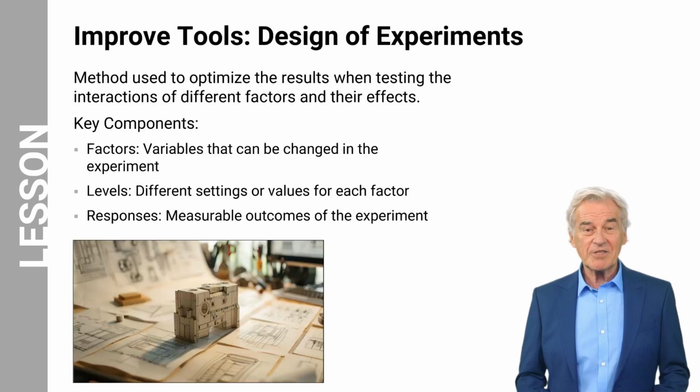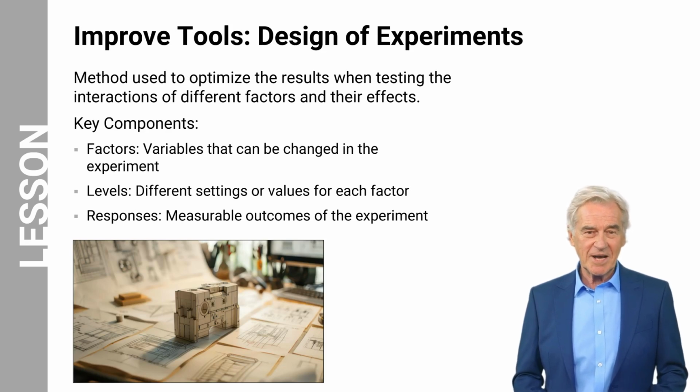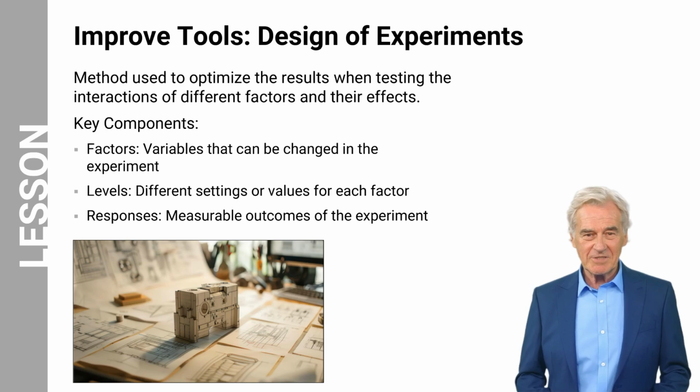Six Sigma often uses a method called design of experiments to optimize the performance results of a process. Design of experiments, or DOE, is a method used to test the interactions of different factors and their effects. This approach is characterized by three key components: factors, which are variables that can be altered in the experiment; levels, representing different settings or values for each factor; and responses, which are the measurable outcomes of the experiment.